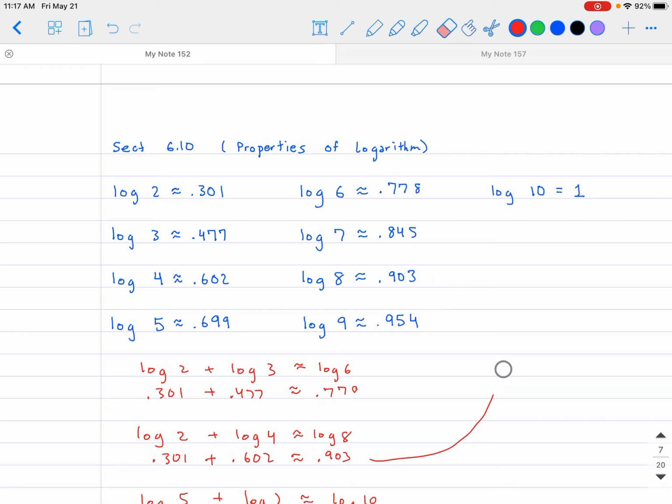Oh, there we go. Now it's working out. Okay, here, consider the following now. Let's look at the log of 8 over here, which is equal to, according to our chart, 0.903, right?